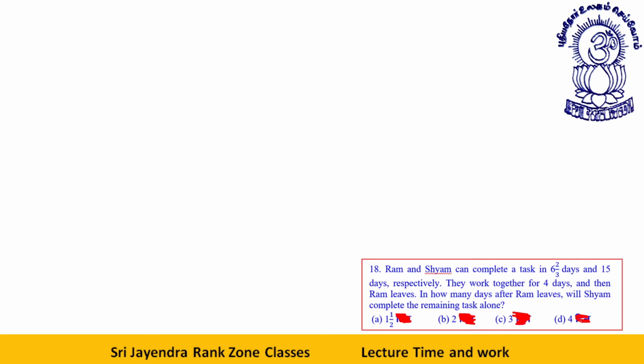The question is: Ram and Sham can complete a task in 6 2/3 days and 15 days respectively. They work for 4 days, then Ram leaves. In how many days after Ram leaves will Sham complete the remaining work alone?